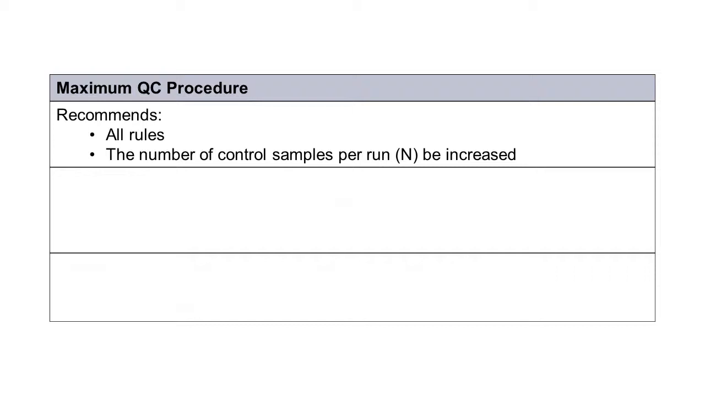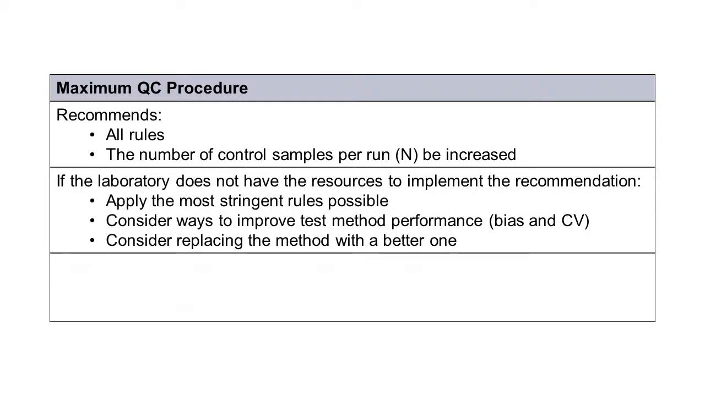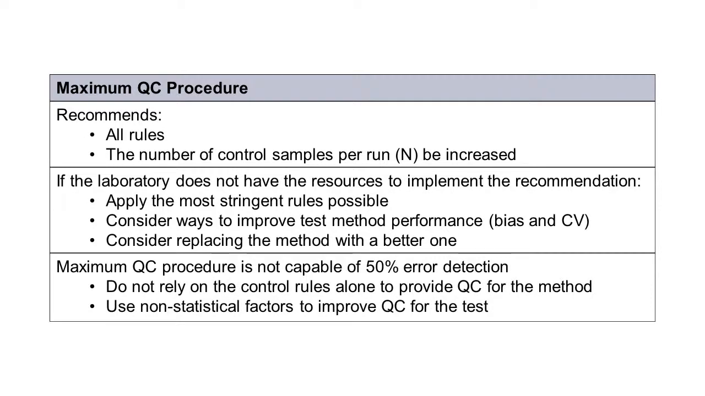In the case of a maximum QC procedure, all rules are recommended and the number of control samples per run is increased. If the laboratory does not have the resources to implement the recommendation, it should apply the most stringent rules possible, consider ways to improve test method performance, and consider replacing the method with a better one. A maximum QC procedure is not capable of 50% error detection. Do not rely on the control rules alone to provide QC for the method. Use non-statistical factors as well to improve QC for the test.